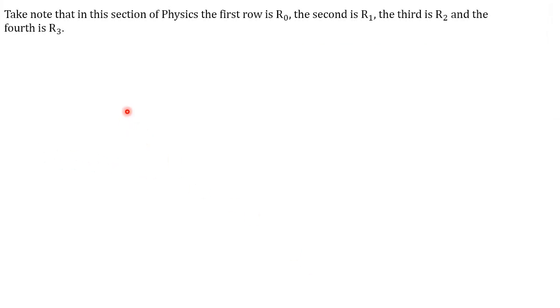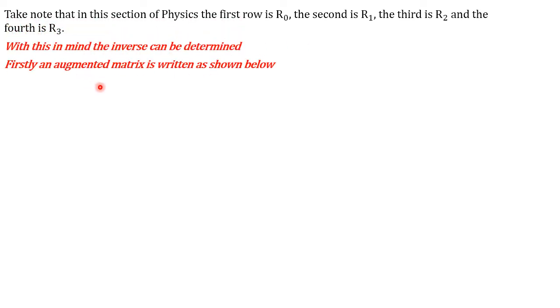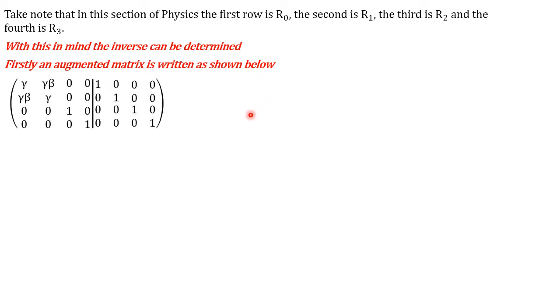Take note that in this section of physics, the first row is R0, the second is R1, the third is R2, and the fourth is R3. With this in mind, the inverse can be determined. Firstly, an augmented matrix is written as shown below. So we have the Lorentz transformation matrix augmented with a unit matrix of dimension 4. So firstly, we divide the first row, that's R0, by gamma. So here we divide by gamma to make this component 1, unity.